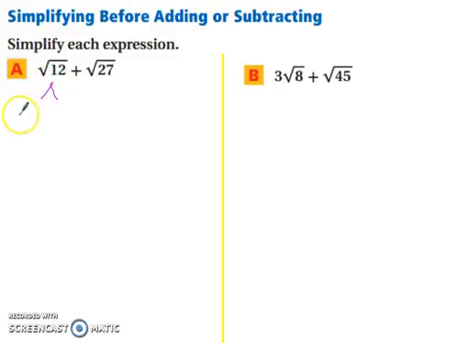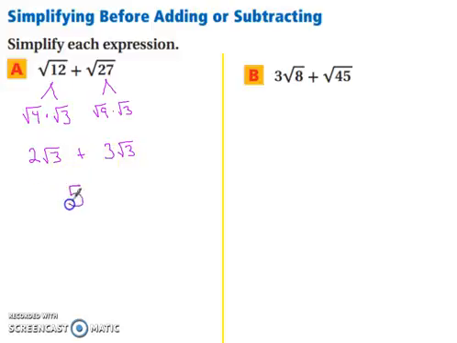So when we simplify the square root of 12, we end up with the square root of 4 times the square root of 3, which gives us 2 square roots of 3. And for the square root of 27, we can separate that into the square root of 9 times the square root of 3. And the square root of 9 is 3, and we can't do anything with the square root of 3. So now that we've simplified each of our terms, now we have like radicands, so we can add them together. So we end up with 5 square roots of 3.